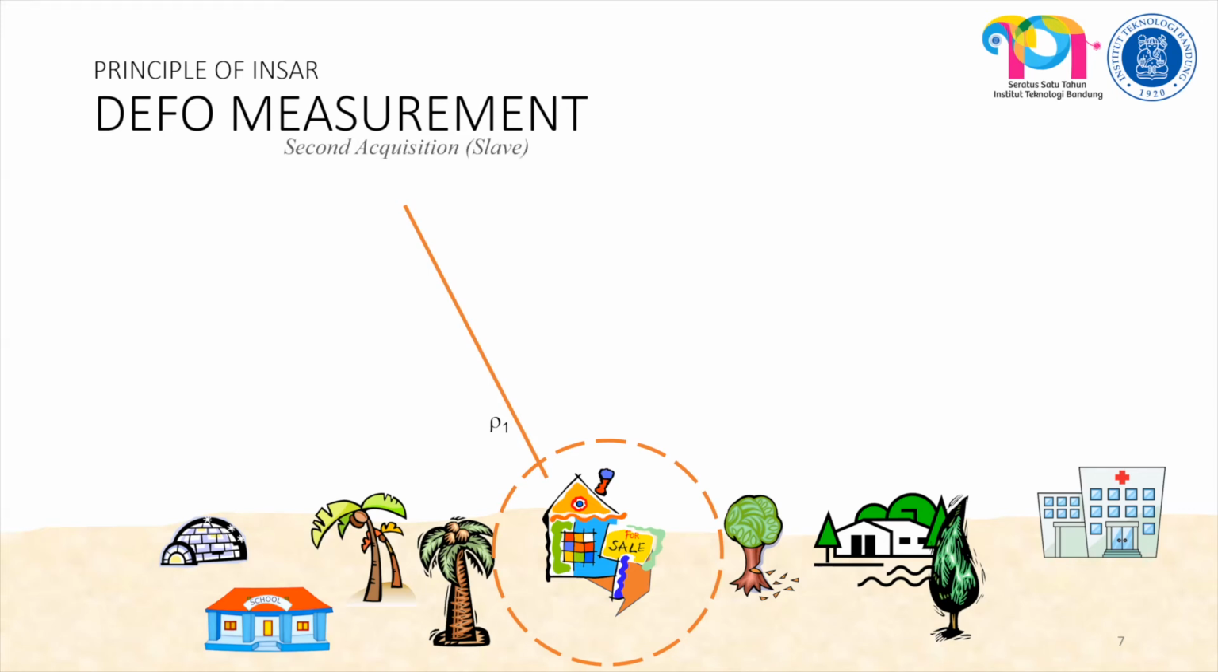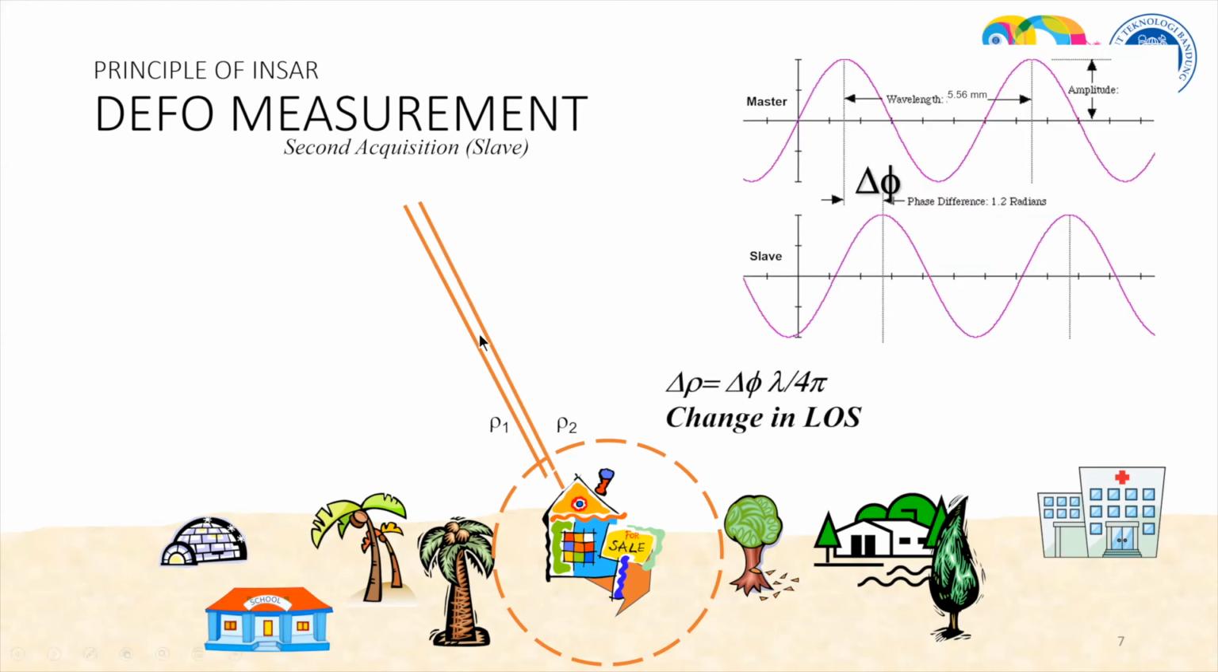And then the second acquisition occurs. The second time of the observation done by the satellite. And then we get the second range. We call rho 2. Rho 2 is the second distance from the satellite to the ground. And then we compare rho 1 and rho 2, okay, to get the deformations. So we call this change in line of sight, the change on the satellite view.